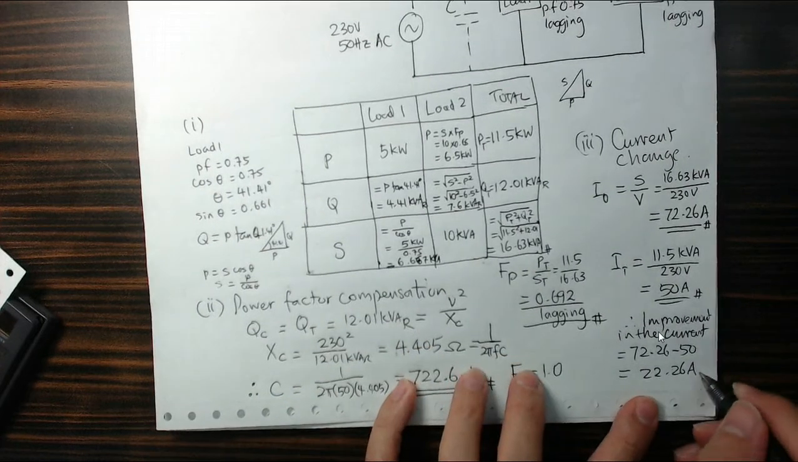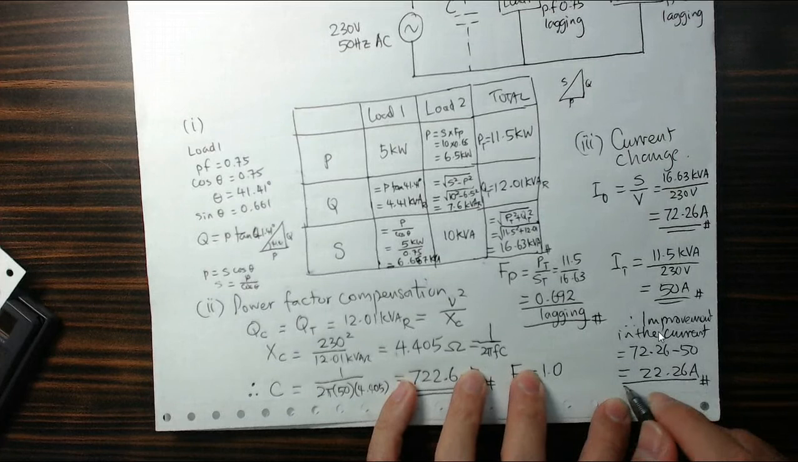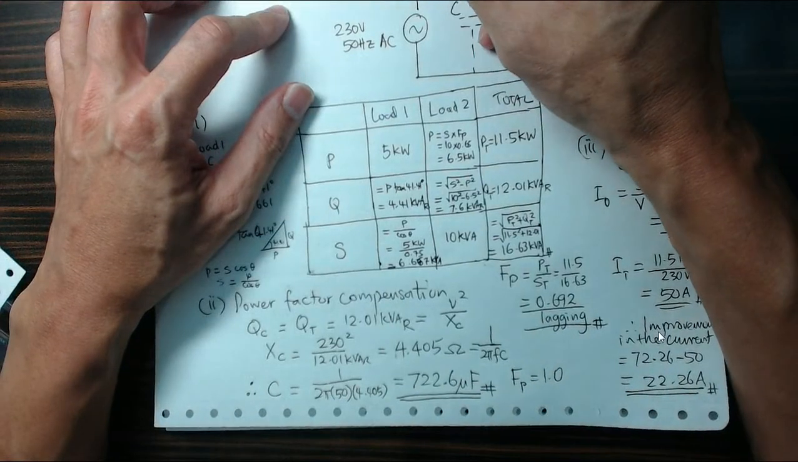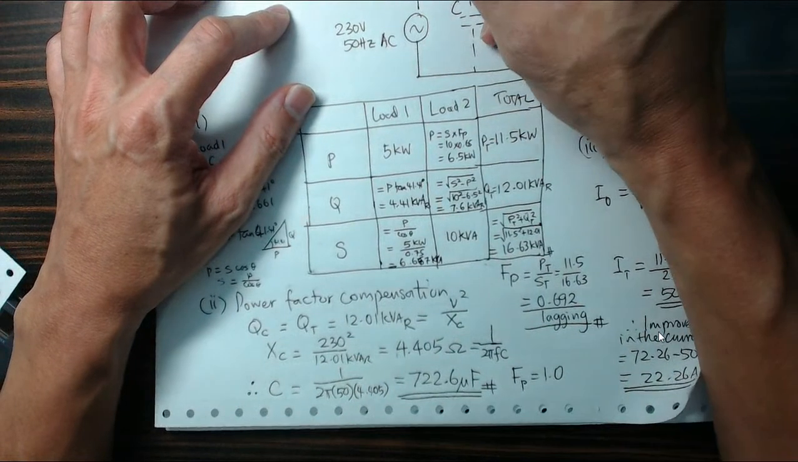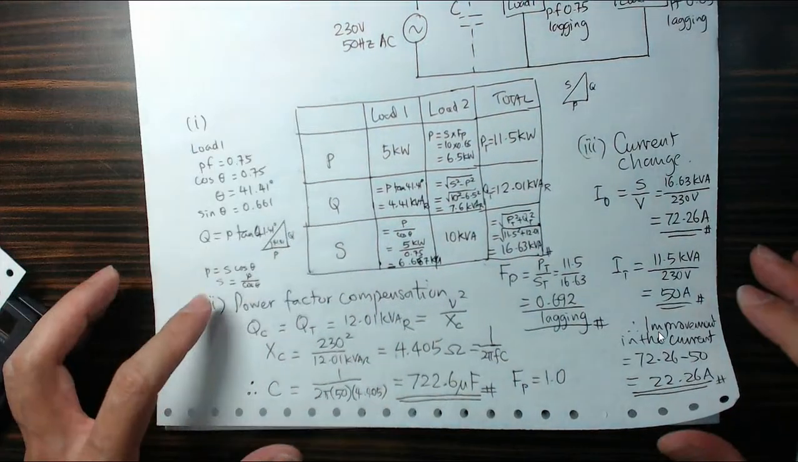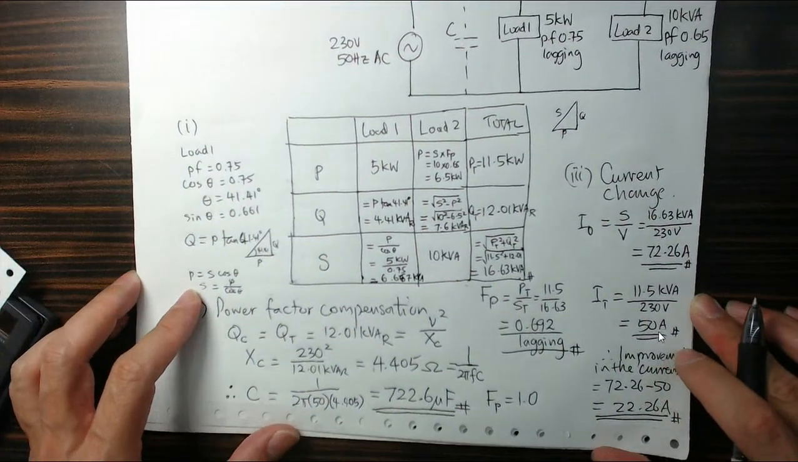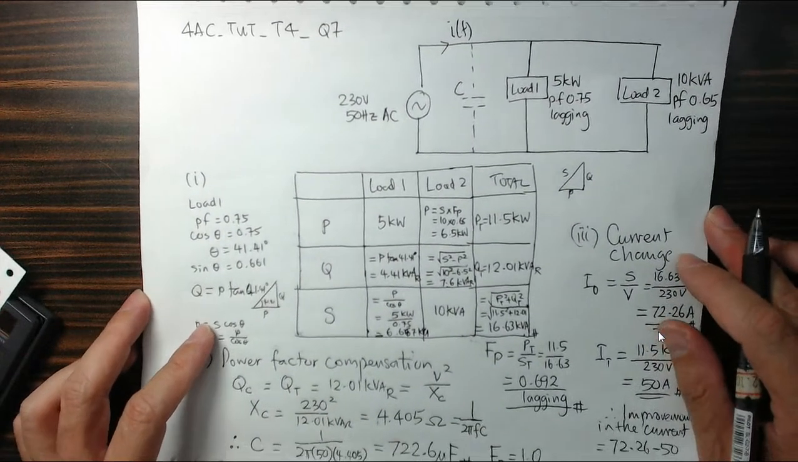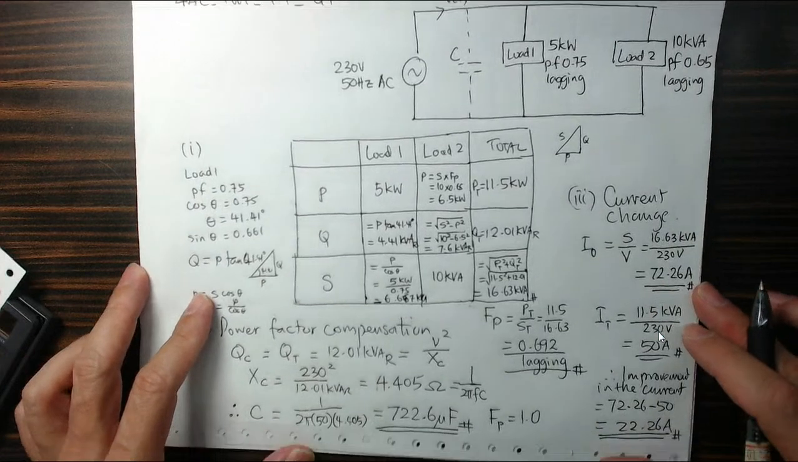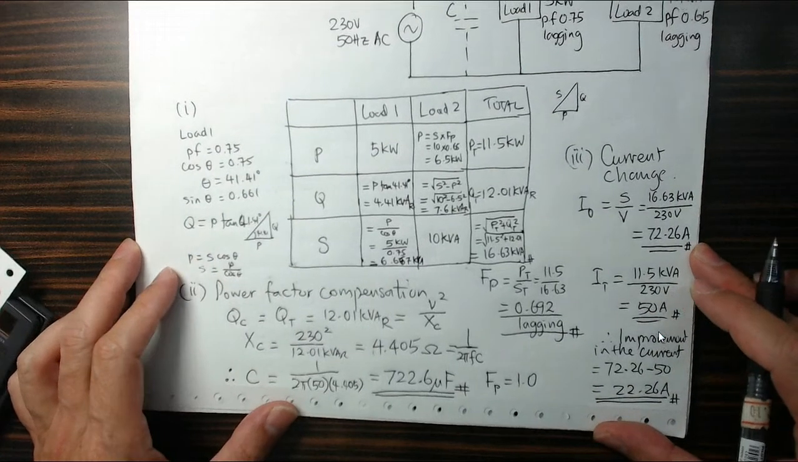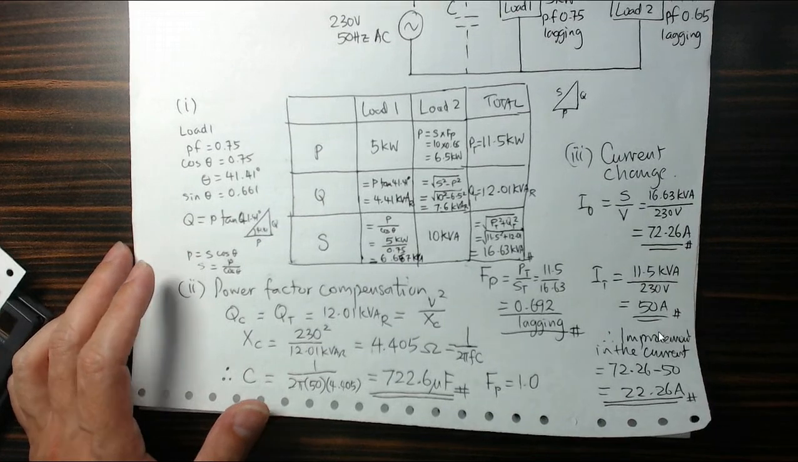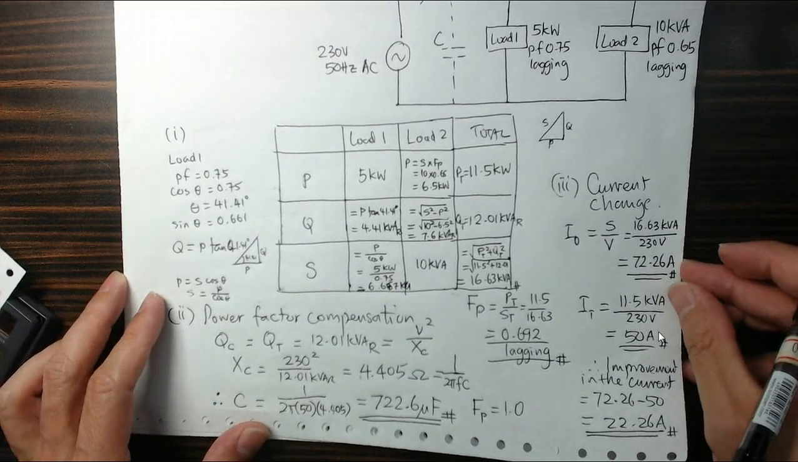So by just introducing a capacitor, I actually reduce the overall current flowing in here by about 22 amperes, and that's very useful in circuit cable sizing and heat loss and so on in the circuit. Alright, so that's all for this question, and I hope you learned something from the whole answer.